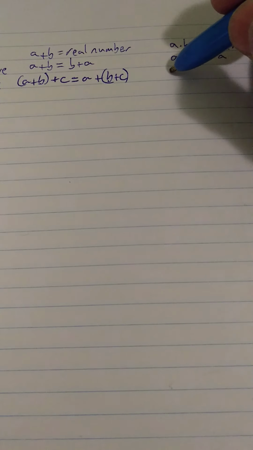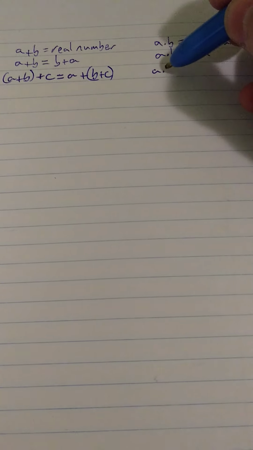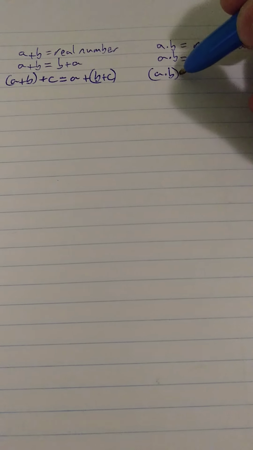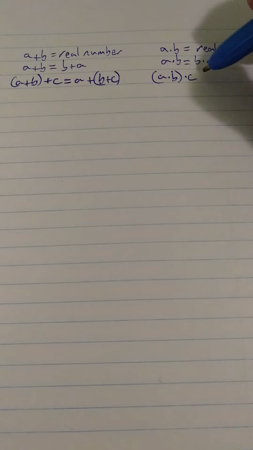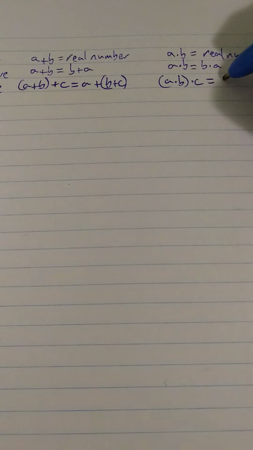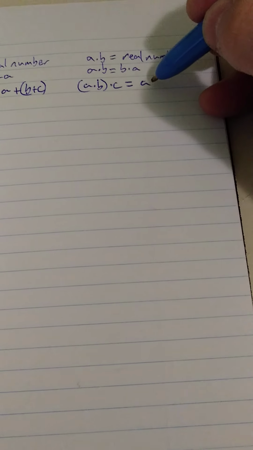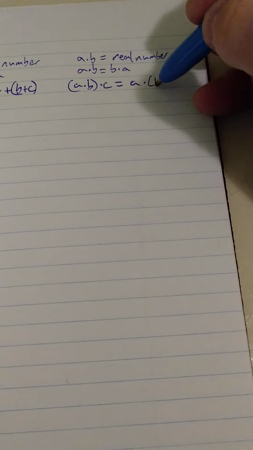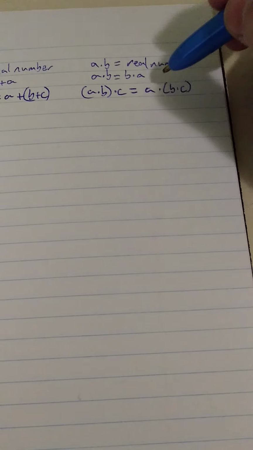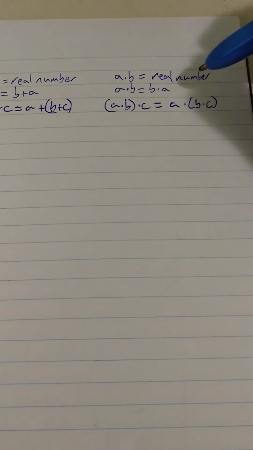And same with multiplication. You can multiply a times b first and then multiply that by c. That's the same thing as multiplying b times c first and then multiplying that by a. You get the same answer. So that again is the associative property.